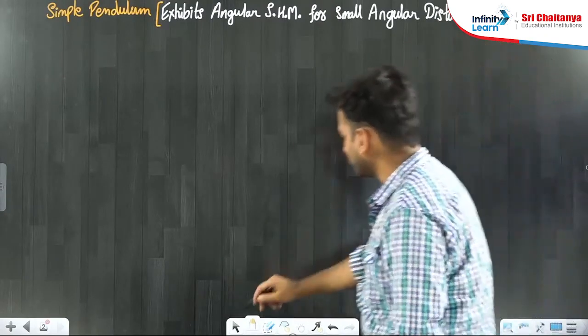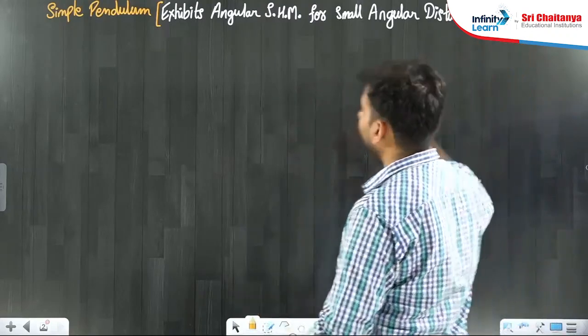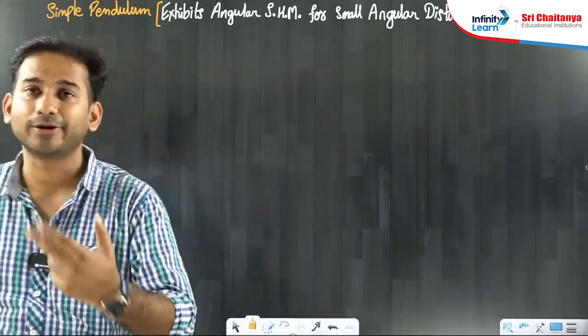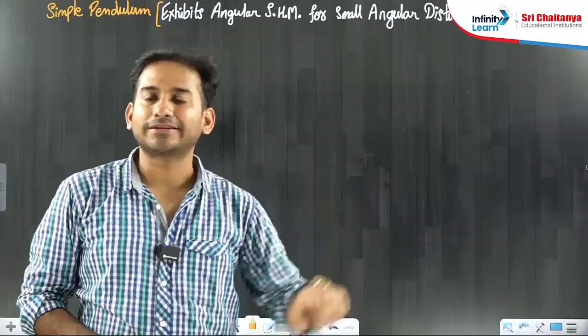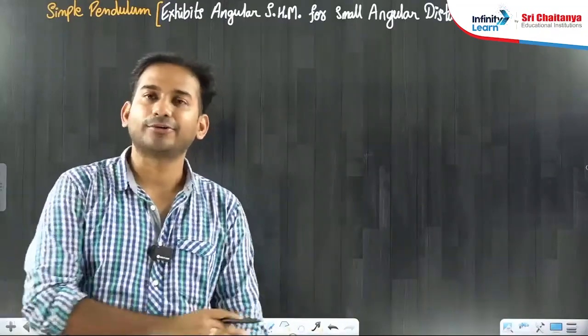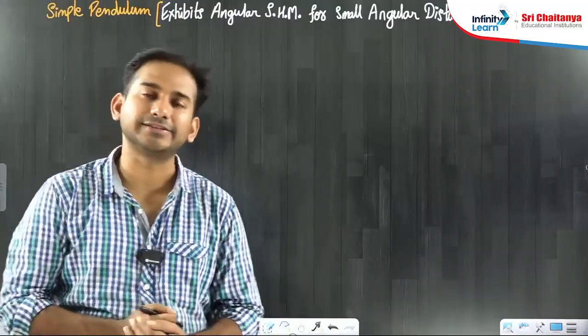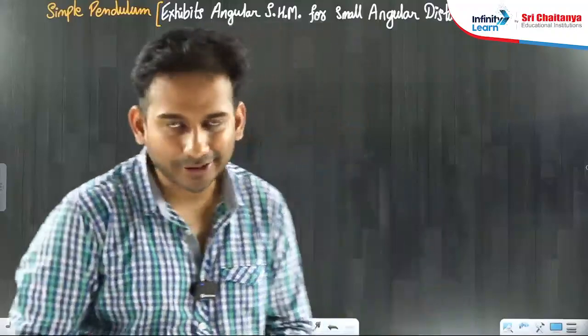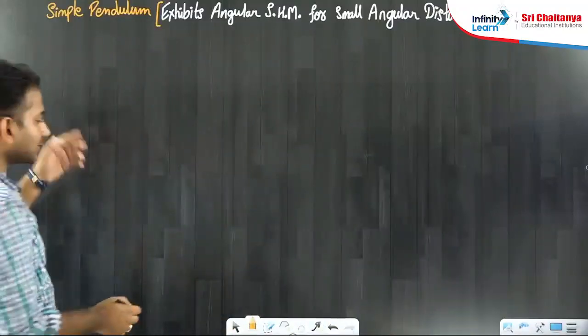Okay. So this property you have to remember. If you provide a big disturbance to the simple pendulum, it will oscillate definitely, but that oscillation will not be a simple harmonic motion. So there is a mathematical condition of linear dependency of restoring force or restoring torque on the disturbance provided, then only it will exhibit simple harmonic motion. All right. So let us consider a simple pendulum.